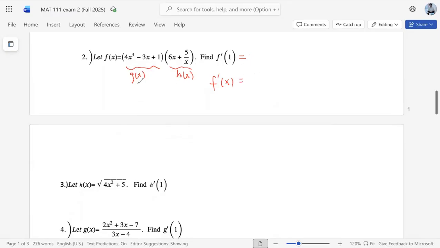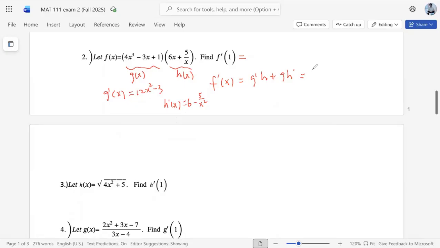So that's g prime multiplied by h plus, so the g prime times h plus g times h prime. So let's find g prime. g prime is 12x squared minus 3. And the h prime is 6 minus 5 over x squared, right? Because the derivative of 1 over x is negative 1 over x squared.